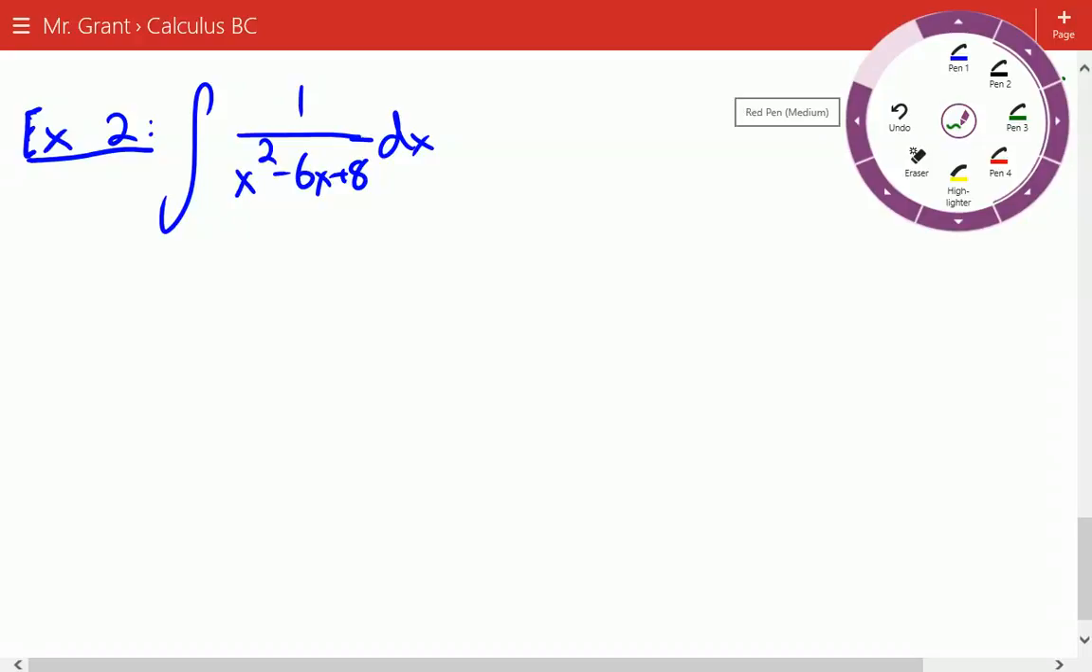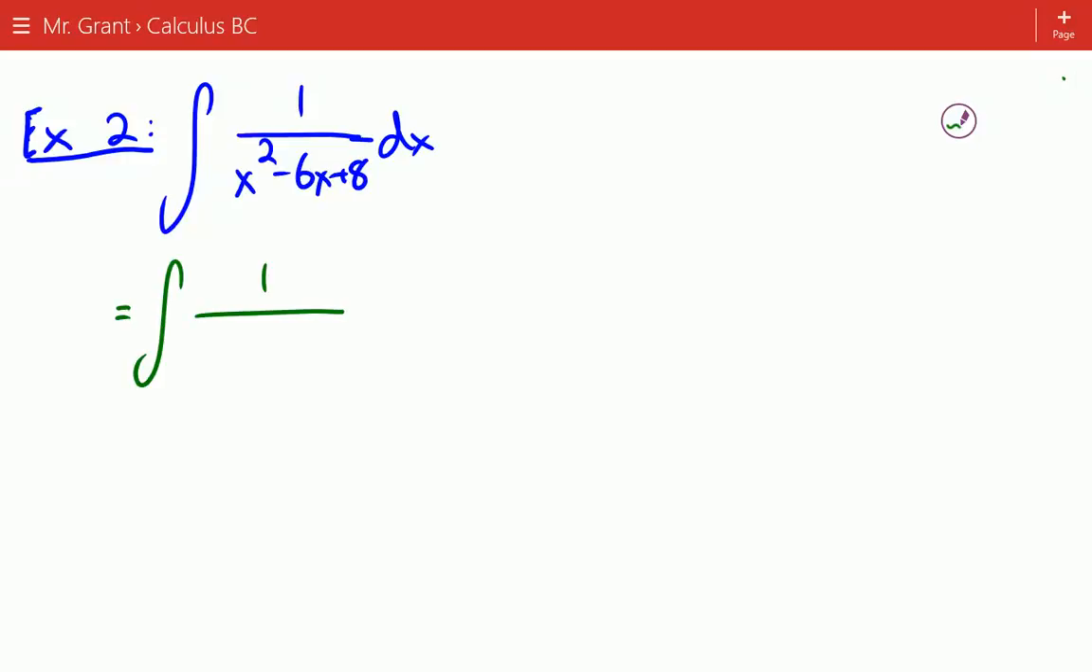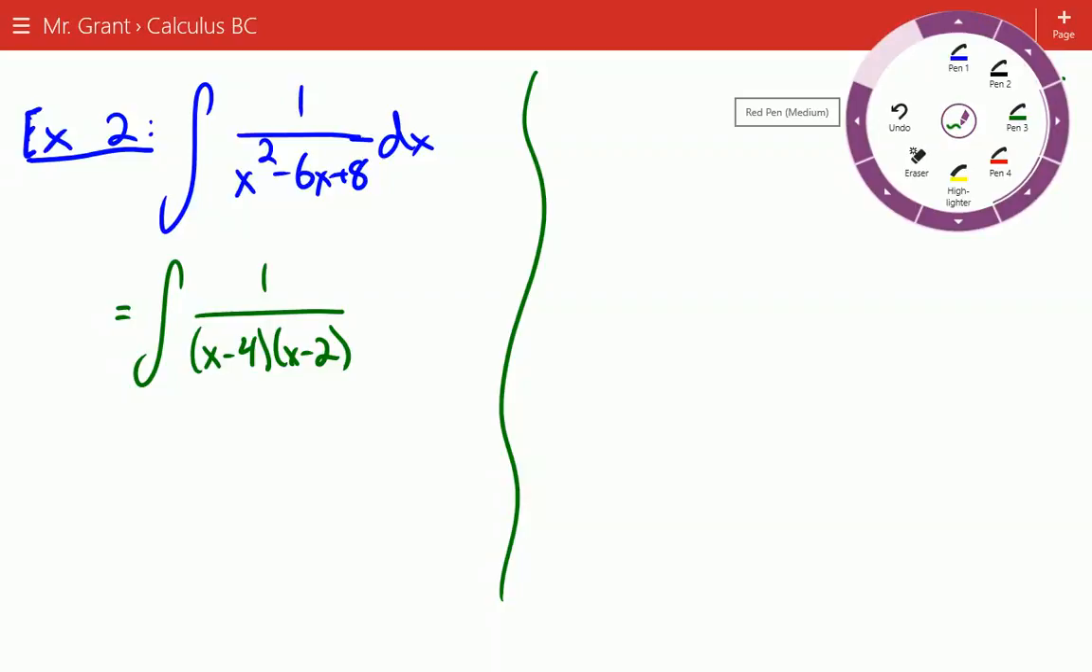The first thing you should notice when you take a look at this is that the denominator of this fraction isn't in factored form. So we might as well factor it. We see that it's the integral of 1 over, let's see, this probably looks like x minus 4, x minus 2. It's not looking too bad now. Of course, we still have a fairly complicated denominator that we should break down. So maybe we'll take a little sidebar over here and see what happens.